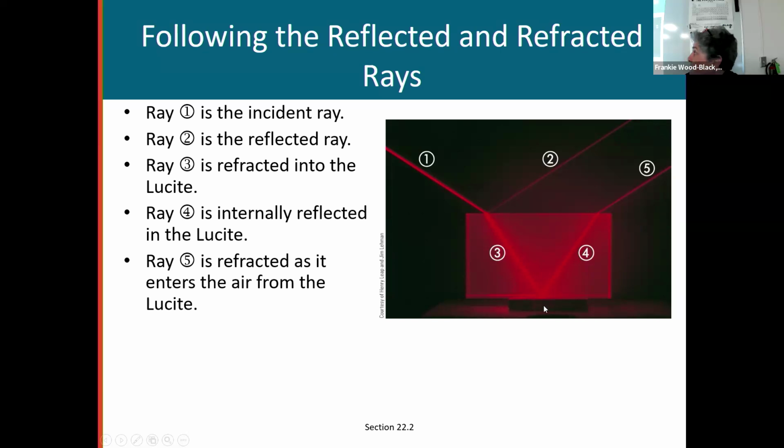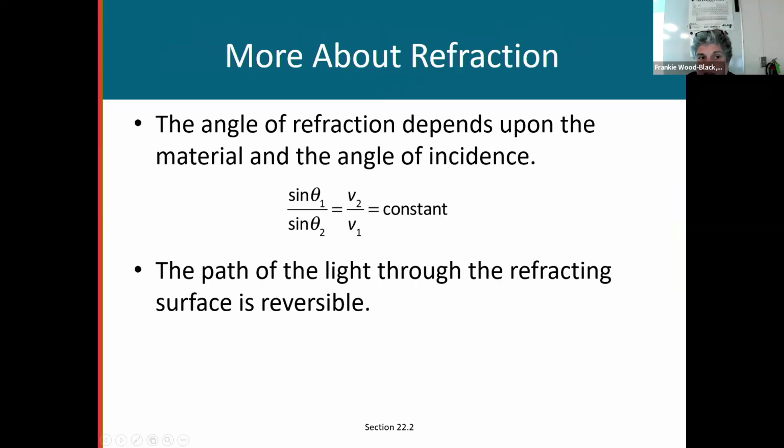And then it's going to hit the mirrored surface at the bottom, be completely reflected. And now when we come back out and I look at this normal, you see that it's bent away from the normal because lucite has a higher index of refraction than air. So you can see all of those bends coming through.